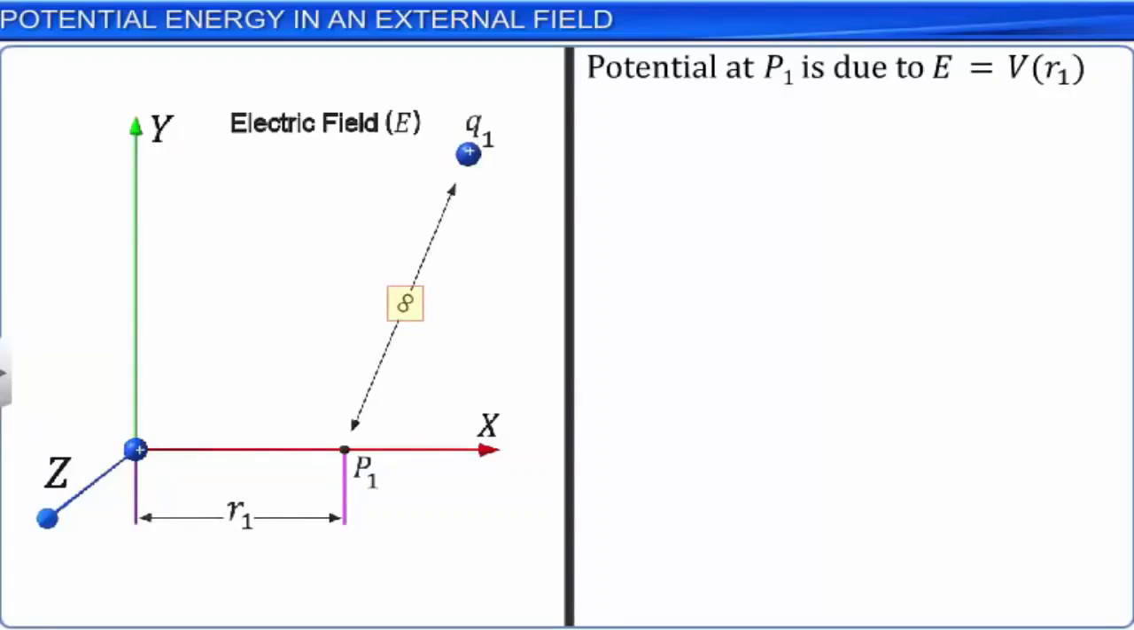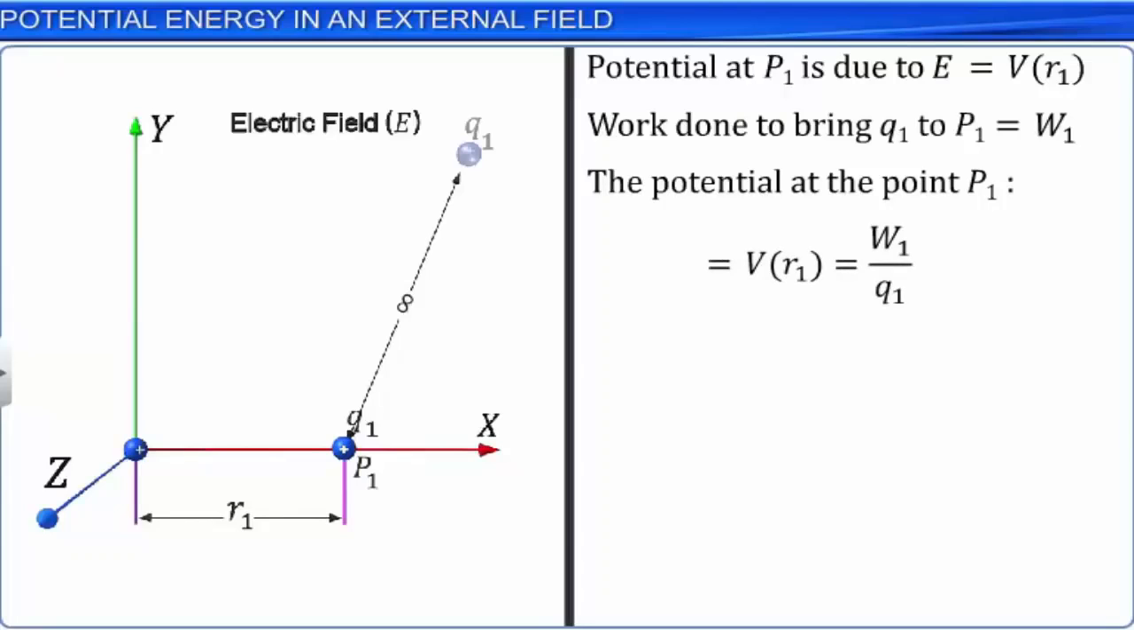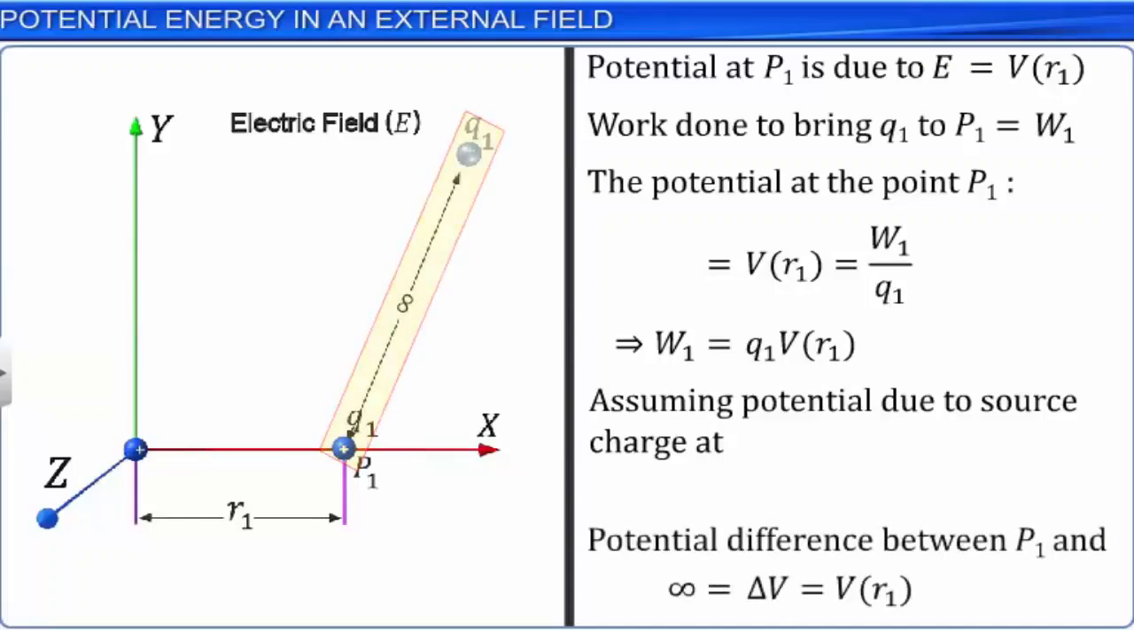If W1 is the work done to bring the charge Q1 from infinity to the point P1 in the external field, then the external electric potential at the point P1 is V of R1 equal to W1 by Q1. This implies that W1 equal to Q1 into V of R1. Here, we assume that the potential due to the source charge at infinity is 0. This implies that V of R1 is also the potential difference between the point and infinity, which is delta V.